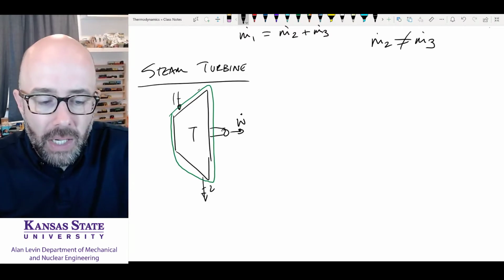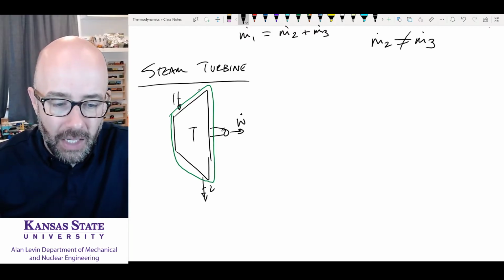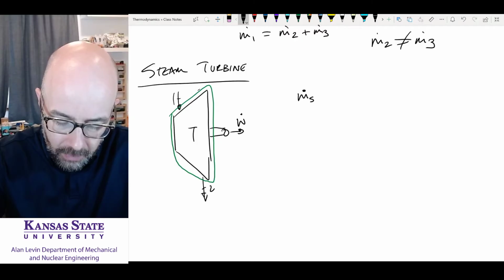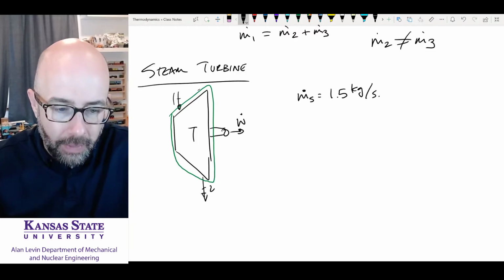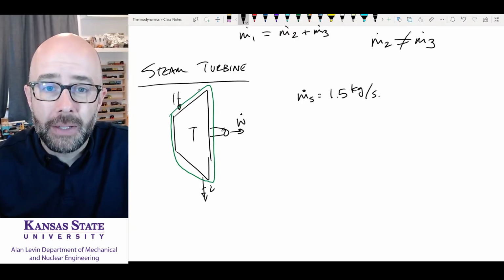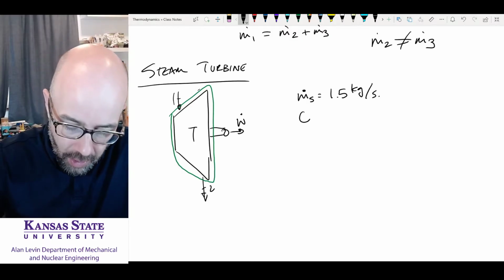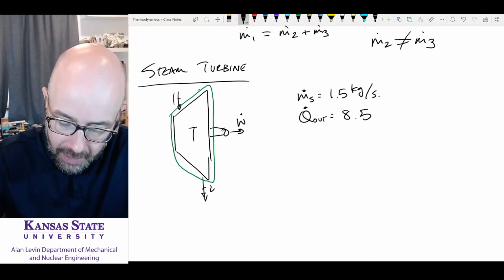It says the mass flow rate of steam at steady state is 1.5 kilograms per second. So I know that the mass flow rate of steam is 1.5 kilograms per second. And the heat transfer to the environment is 8.5 kilowatts. So Q dot out is equal to 8.5 kilowatts.